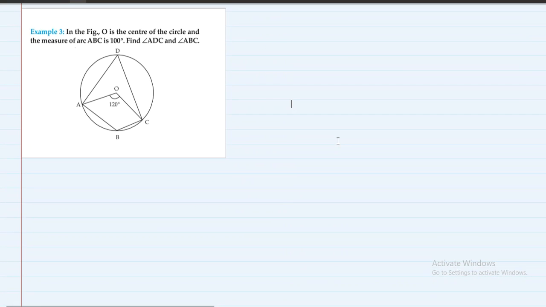अच्छा. In the figure, O is the center of the circle and measure of arc ABC is 100. अच्छा, measure of arc ABC का मतलब क्या होता है? Arc ABC का measure 100 है, इसका मतलब क्या है? ये क्लियर नहीं है. लेट्स चेक इट आउट.